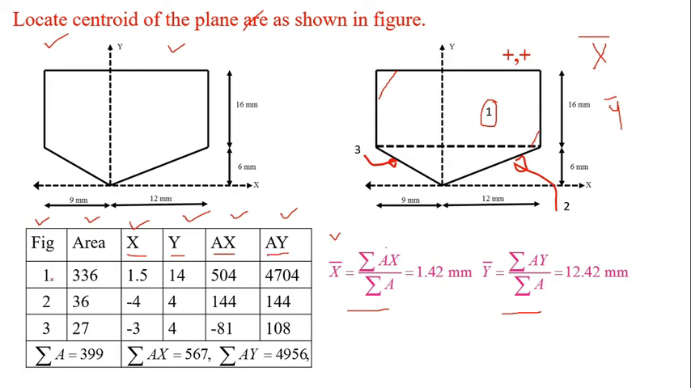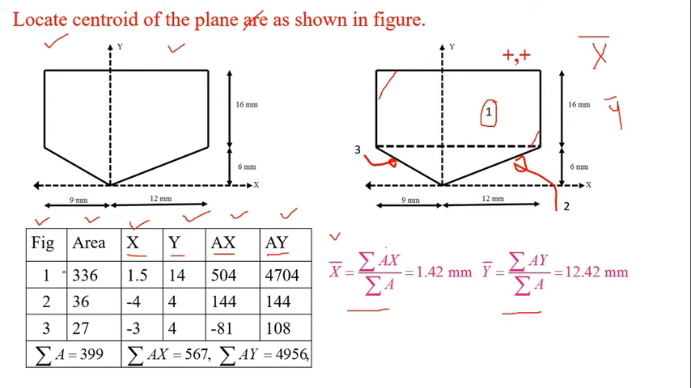So this is the table. Okay. Now figure number 1, its area. This is a rectangle of size 12 plus 9, means 21, of size 21 by 16. So 21 into 16. This is the area, 336.